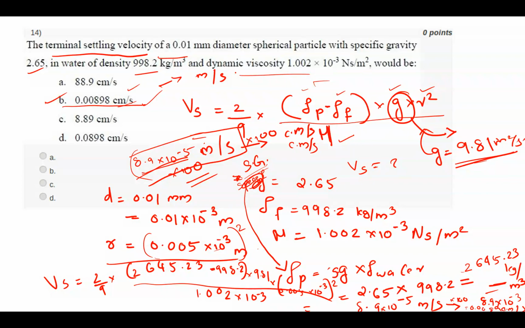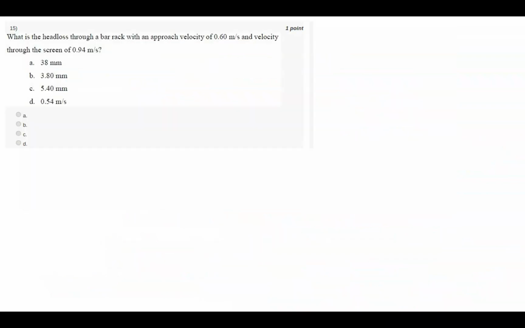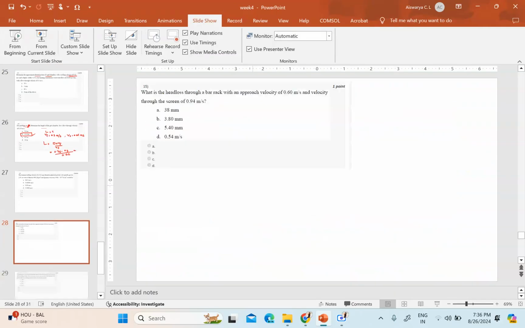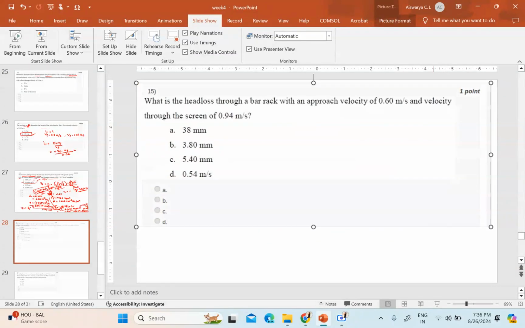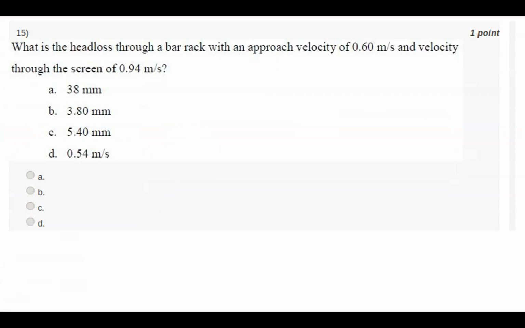Yes. Okay, now we go for the next question. What is the head loss through a bar rack with an approach velocity of 0.6 meter per second, and velocity through the screen is 0.9 meter per second. So we have to calculate the head loss through a bar rack. Two values are given: one is the approach velocity, and another is the velocity through the screen.